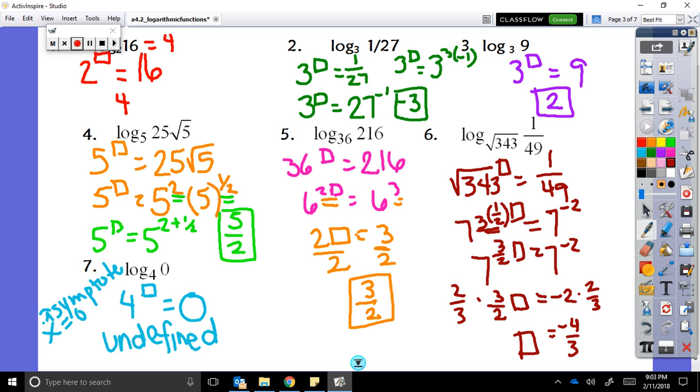Now let me introduce you to the 2 log buttons that are actually on your calculator. They kind of have a special name.